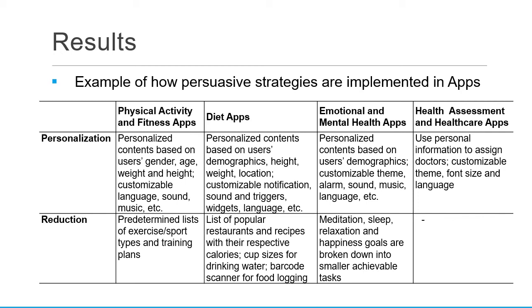For reduction strategy, users have access to predetermined lists of exercise or sport types, as well as training plans in physical activity and fitness apps, so they don't have to create a new plan from scratch.